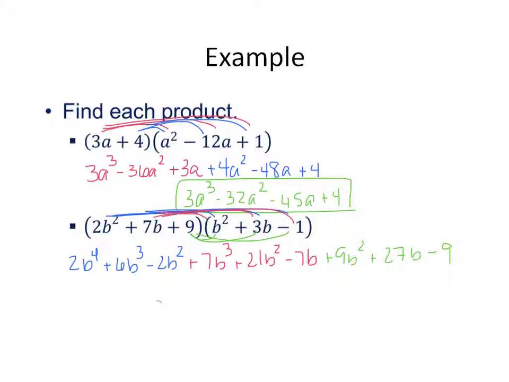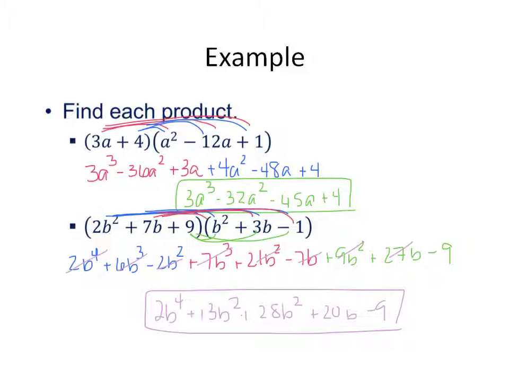I believe 2b to the 4th comes out front. You can always cross terms out after you've used them. For the b cubed terms, it looks like we're going to have 13b cubed. For b squared, 28 maybe, plus 28b squared. And 20b, and minus 9. When you're done, everything should be crossed out there.